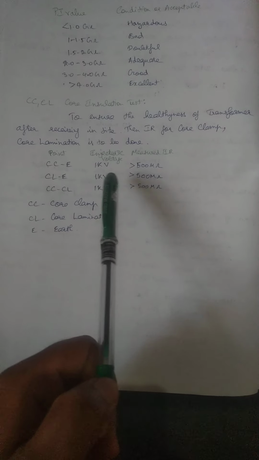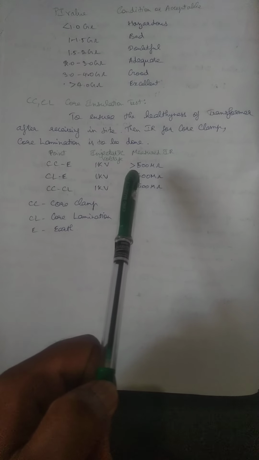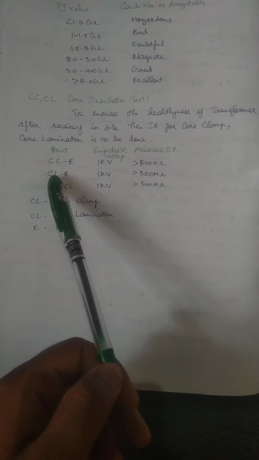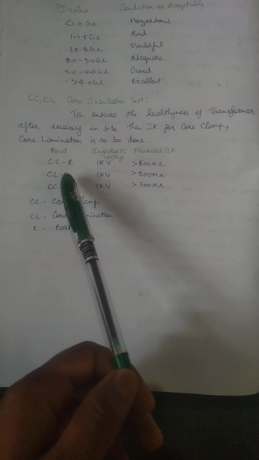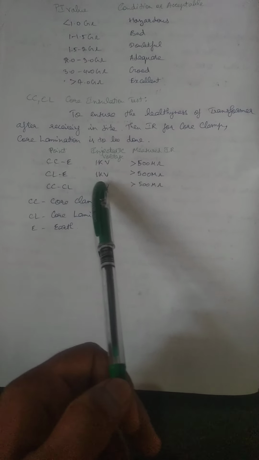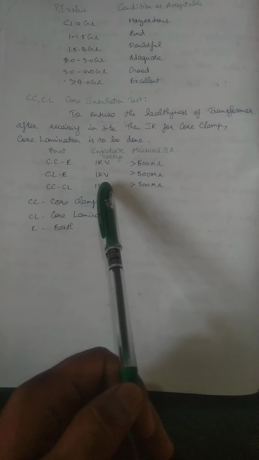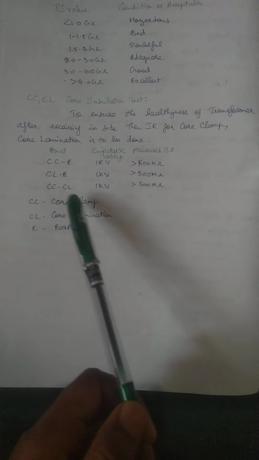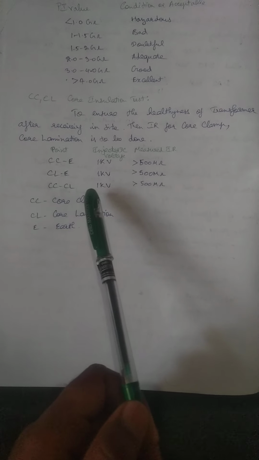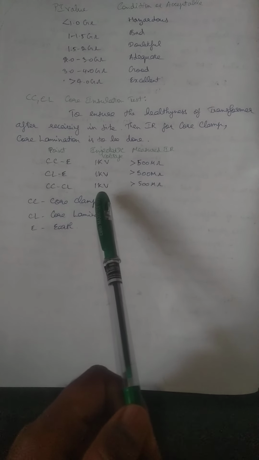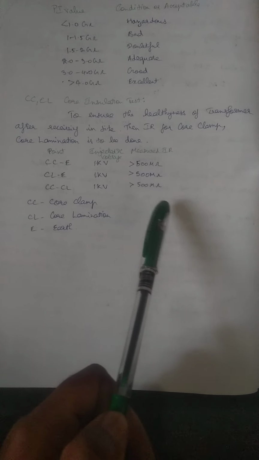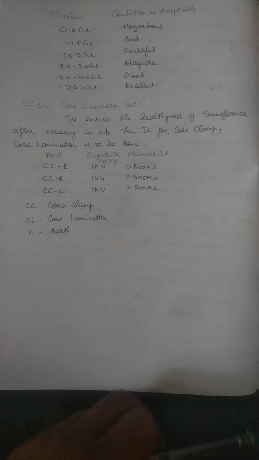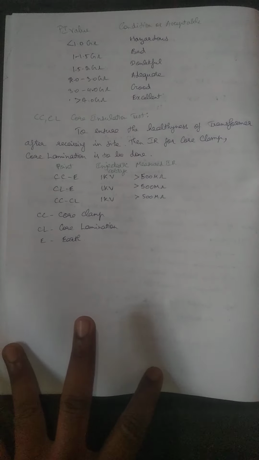We are going to inject 1 kV, in which we should get more than 500 megohm. Then the CL point of our transformer to earth, with another lead of our DC equipment, which means the mega equipment, will be connected. We are going to inject 1 kV, in which we need to get greater than 500 megohm. Then between CC and CL it should be an open condition, so we are going to inject 1 kV and we will get greater than 500 megohm. So these are all the basics of our insulation resistance test.